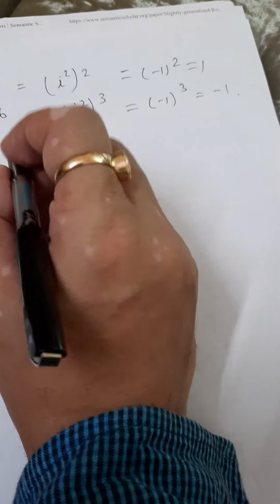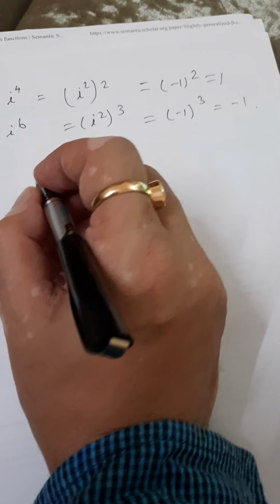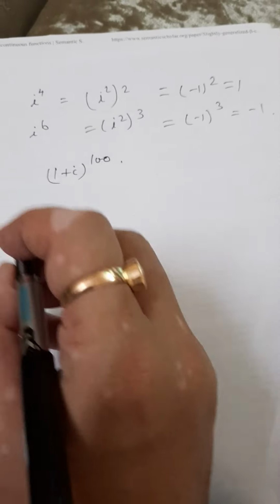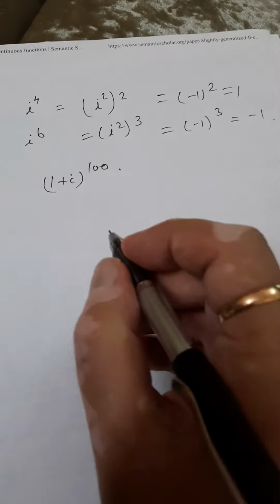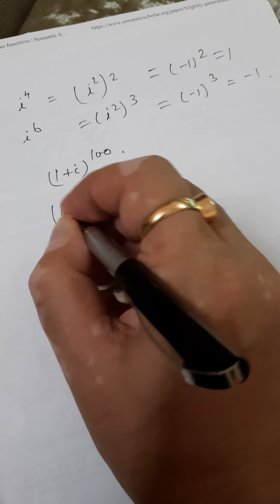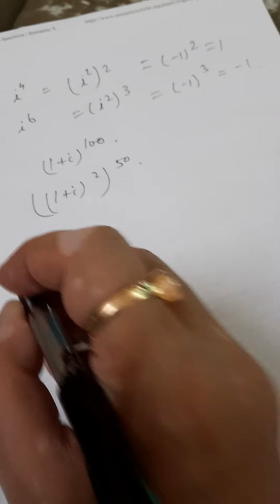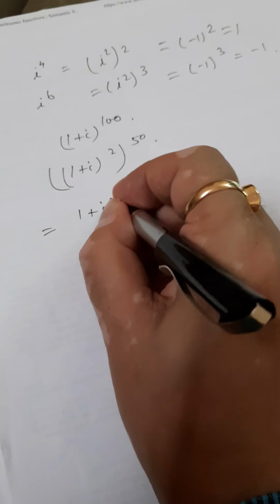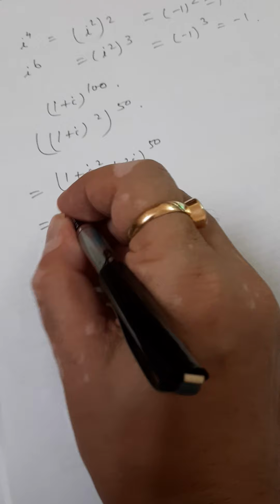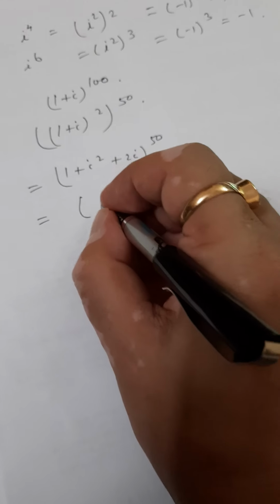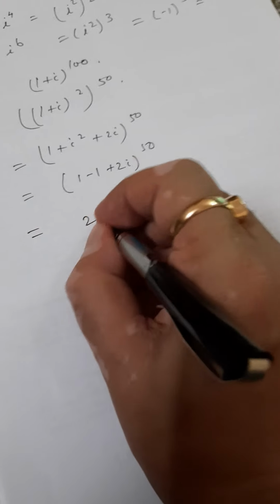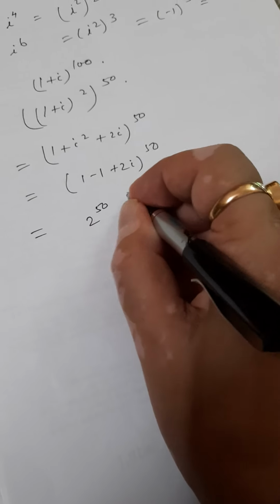Now you have 1 plus iota to the power 100. Suppose I want to get the value of this. Now you have 1 plus iota whole square to the power 50. Now this is 1 plus iota square plus 2 iota to the power 50. Now iota square is minus 1. So this is 1 minus 1 plus 2 iota to the power 50. So this is 2 raised to power 50 into iota to the power 50.